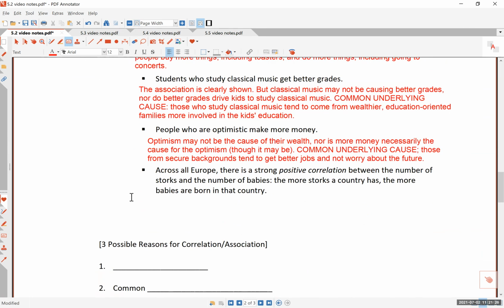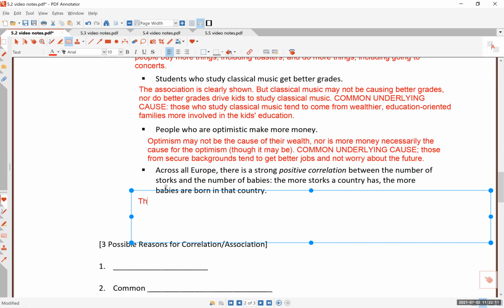All right, the last example. Across Europe, this was borrowed from the beginning chapter of the book called The Data Detective, which I referred to earlier. So what does it say? Across all Europe, there's a strong positive correlation between the number of storks, birds, and the number of babies. So that proves that the storks bring babies. Done, right? You have a statistical proof of that statement. The more storks a country has, the more babies are born in that country. How is that for proof that storks bring babies?